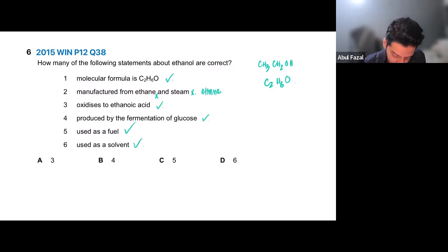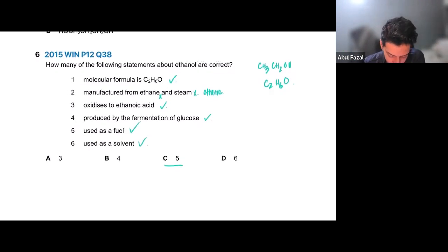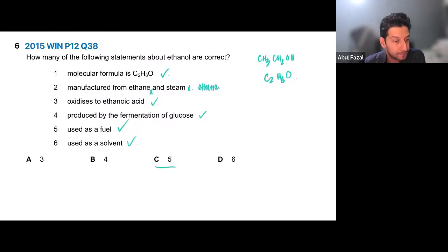All right. So how many are correct? Looks like 5 are correct. Yeah, 5 are correct. So C. Only one statement is wrong. Number 2. Easy? Thumbs up if easy. Thumbs down if hard.